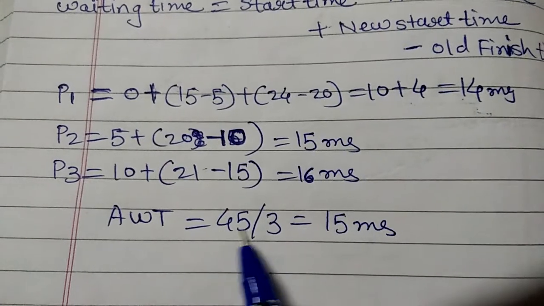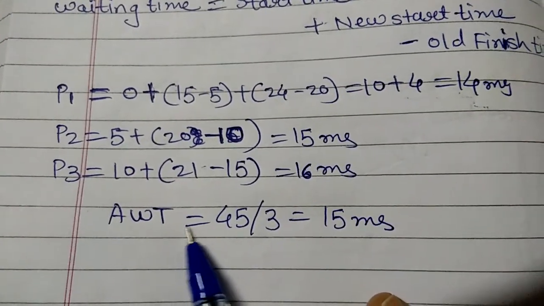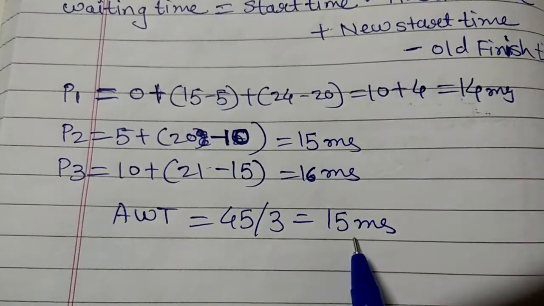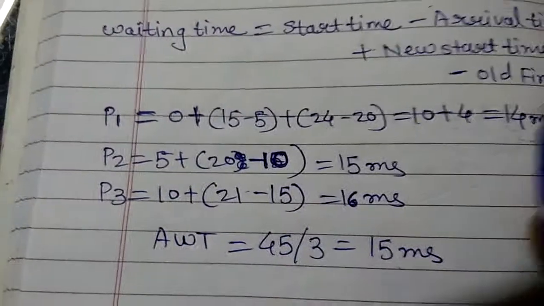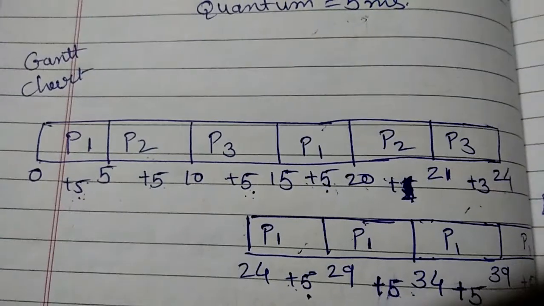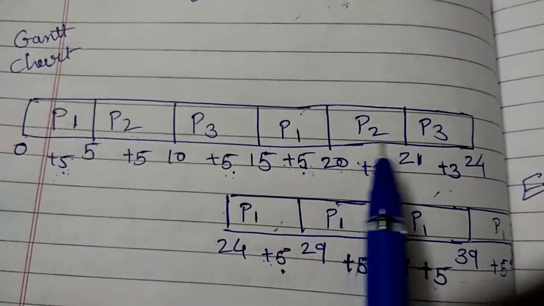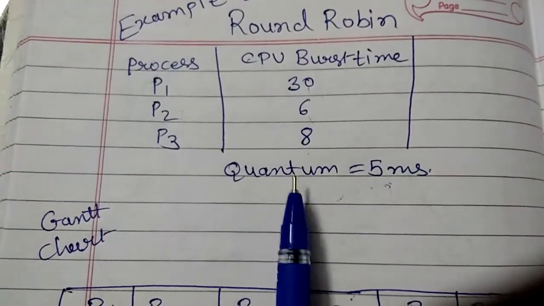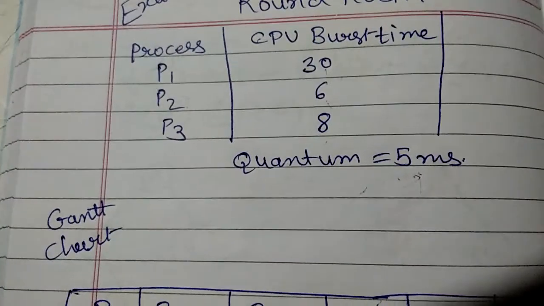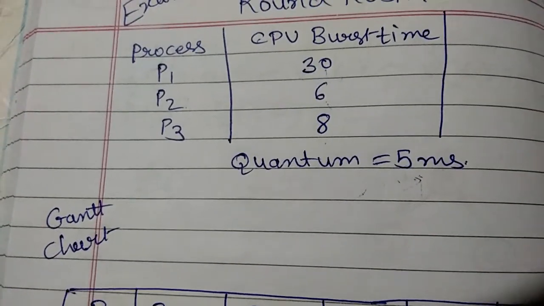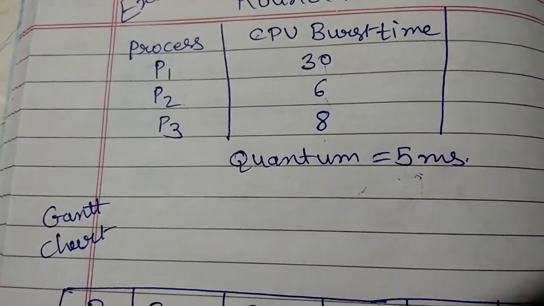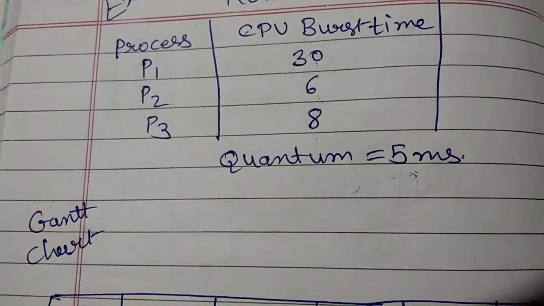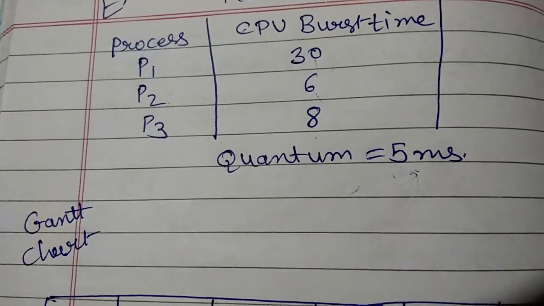We are going to calculate here the average waiting time. So the average waiting time is 15 milliseconds. The rest of the calculation is the same. The only thing is we have to be very careful while drawing the Gantt chart for the round robin algorithm. I hope this round robin algorithm is understood. In the next video, we are going to see one more example of the same algorithm.